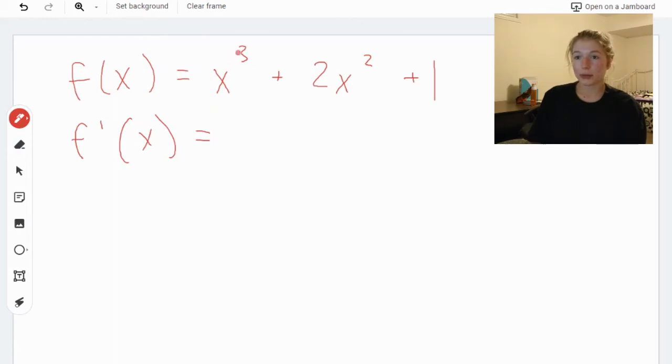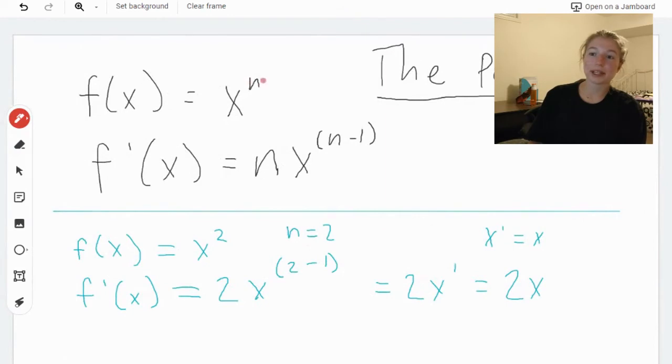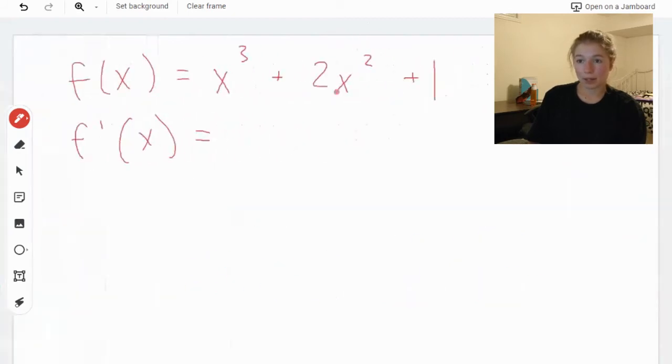To start, x to the power of 3. If we're looking at our power rule, we're going to have to bring the exponent down, multiply it by x, and then lower the exponent by 1. So that's going to be 3x, and then 3 minus 1 is going to give us 2, 3x squared.